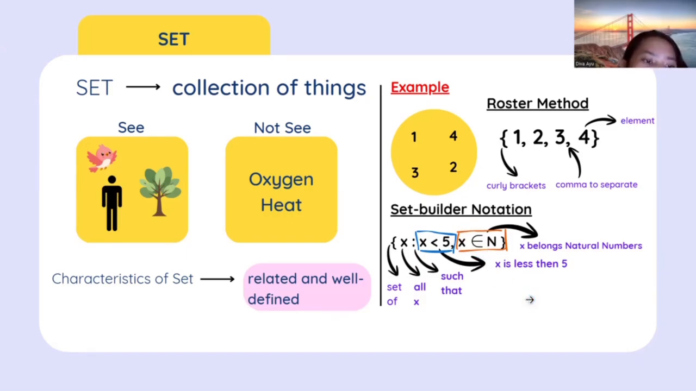It will make more sense if we read the whole thing aloud. It is read as the set of all x such that x is less than 5 and x belongs to the natural numbers, and the natural numbers less than 5 are 1, 2, 3, and 4. This method is called the set builder method.